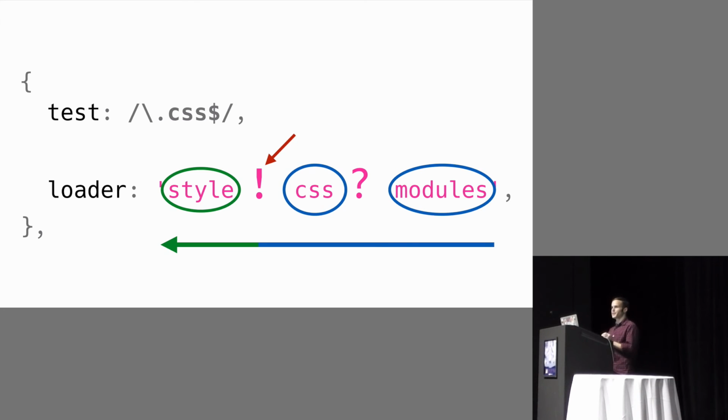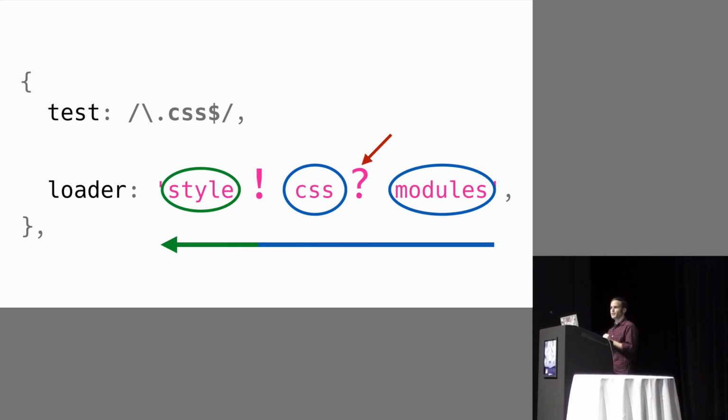Looking at that exclamation point first, the best way to think of it is sort of like a Unix pipe. And the flow here is from right to left. So our CSS will be processed with the CSS loader, and then going to the left, piped through via that exclamation point to the style loader.